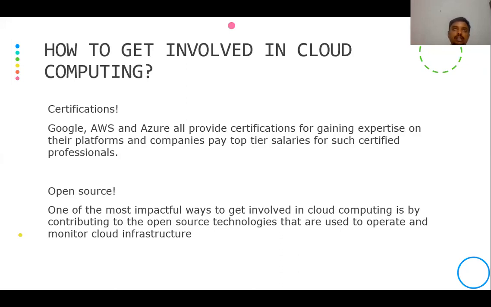What this does is it also gives you visibility with the wider network of developers all over the world who are developing the same software. It gets you exposed to the developer community all over the world, which is developing some of the most impactful softwares, which is driving the biggest business decisions today. So open source is another way to get involved in cloud computing.